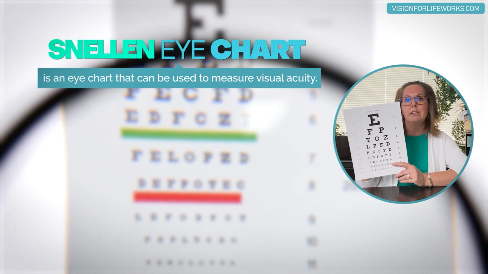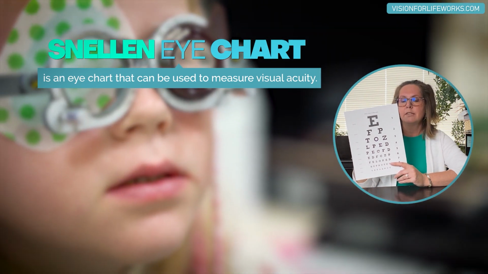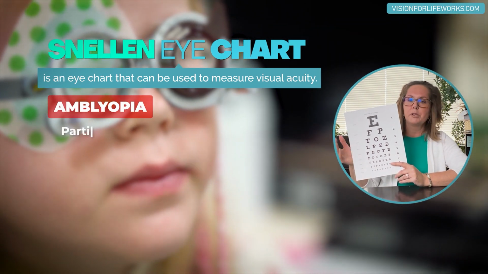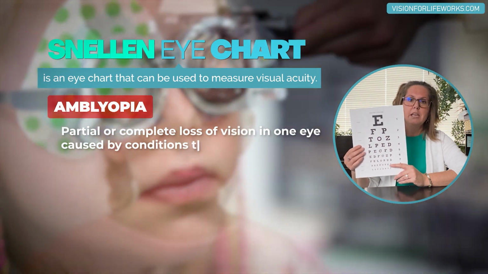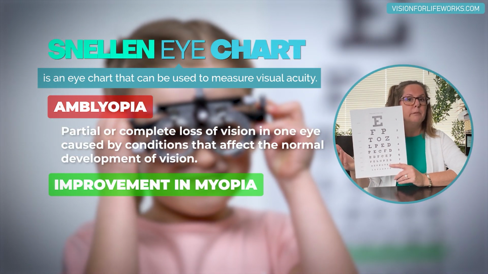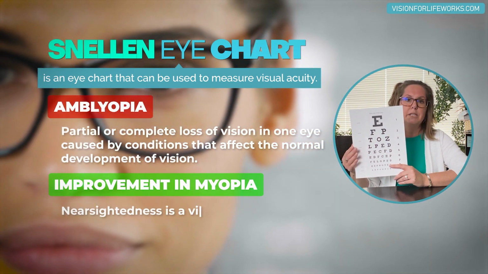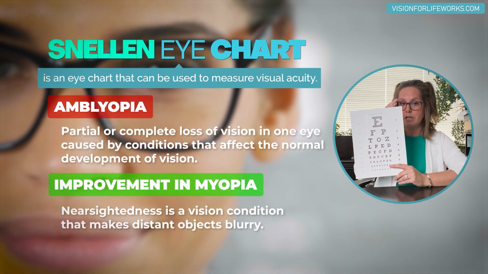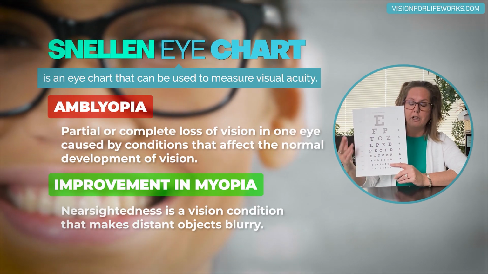And so this might be referenced in, say, a case of amblyopia where someone doesn't see as well with one eye. It may be referenced whenever people have improvement with their myopia and they're seeing better with lesser power in their glasses and they're going down the letter chart.